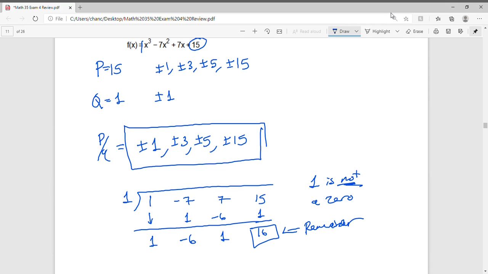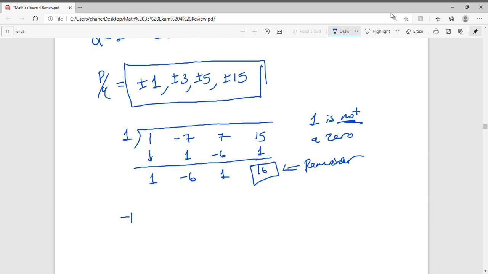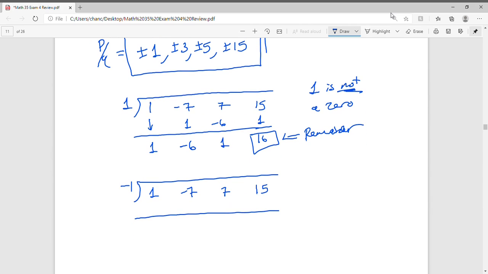Let's try negative 1. This is a trial and error method, but let's hope we get a remainder of 0. We'll drop down the 1. Negative 1 times 1 is negative 1. Negative 7 plus negative 1 is negative 8. Negative 1 times negative 8 is positive 8. 7 plus 8 is 15. Negative 1 times 15 is negative 15. And we do get a remainder of 0.